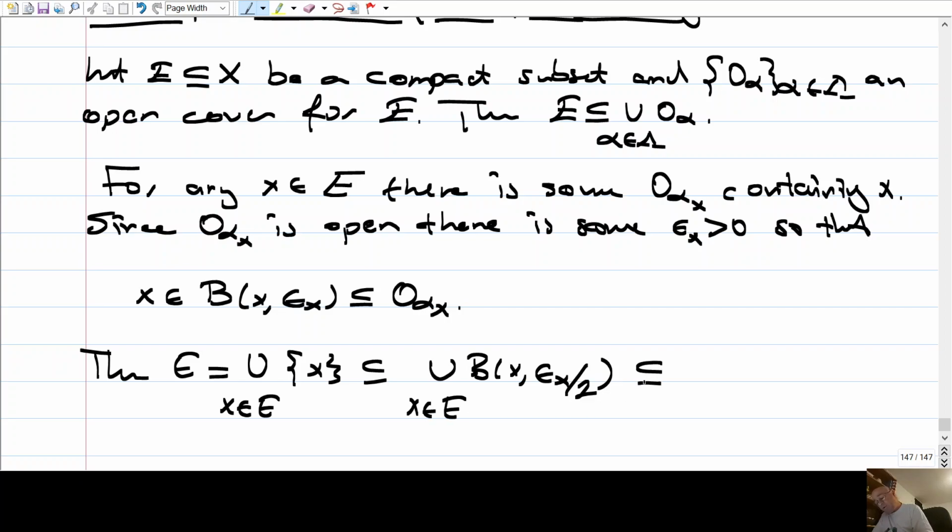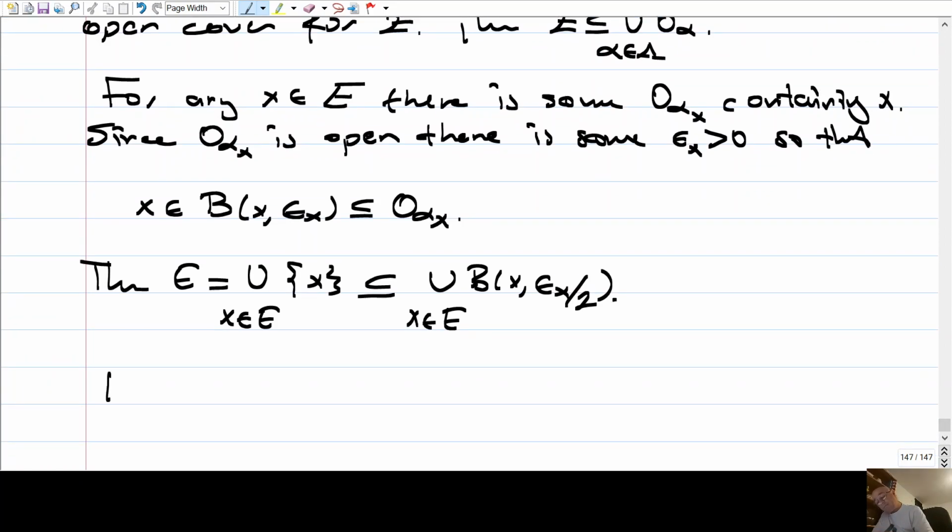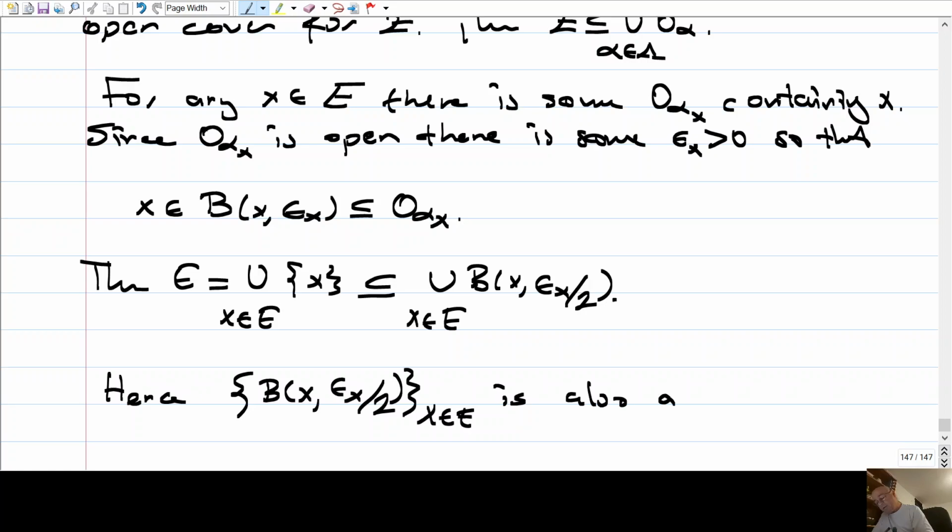Right. So I'll do this. And of course, each of these balls is contained in some O alpha. So what I have is then that E is contained in this union, right? That's my conclusion. Hence, this collection is also an open cover for E.